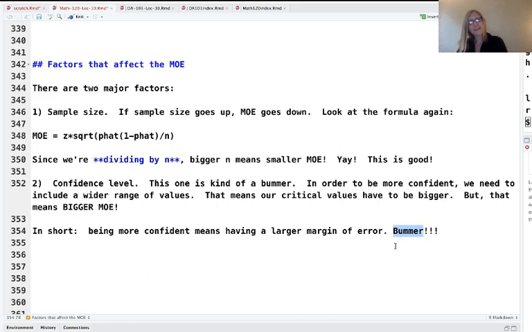Well, I guess it's kind of good in the sense that you'd be sure your confidence interval worked. But it's also kind of bad because that means your confidence interval would have to have a really, really, really wide margin of error. So even though you'd be sure that your true population value is somewhere in there, how would you know exactly what it was?